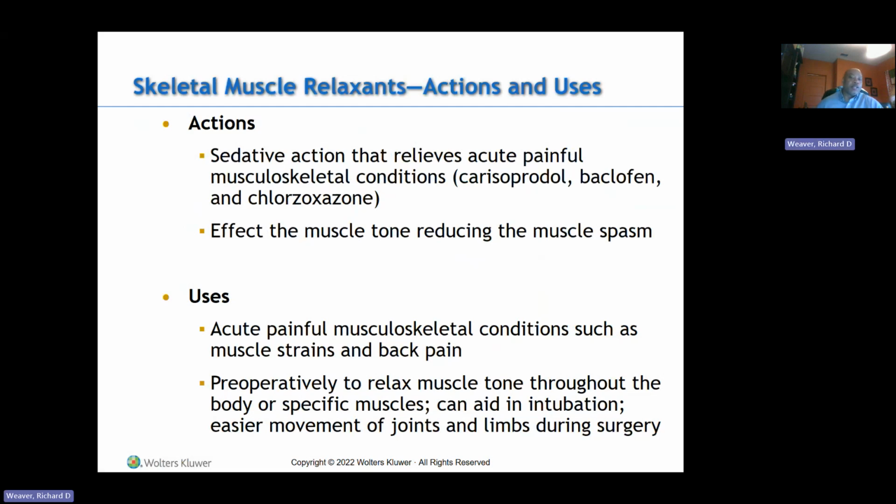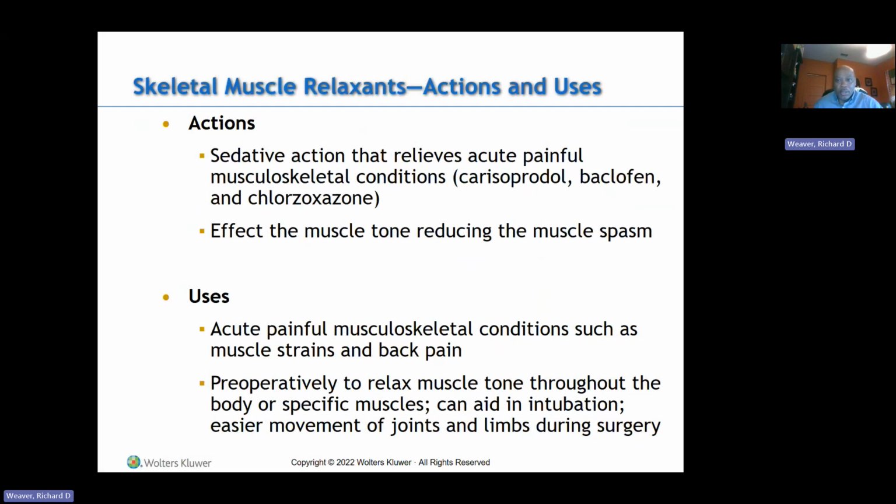All right. Now, in addition to pain relievers that we discussed earlier, skeletal muscle relaxants are used to assist in relaxing certain muscle groups, such as strains and sprains, which also helps them to repair themselves.